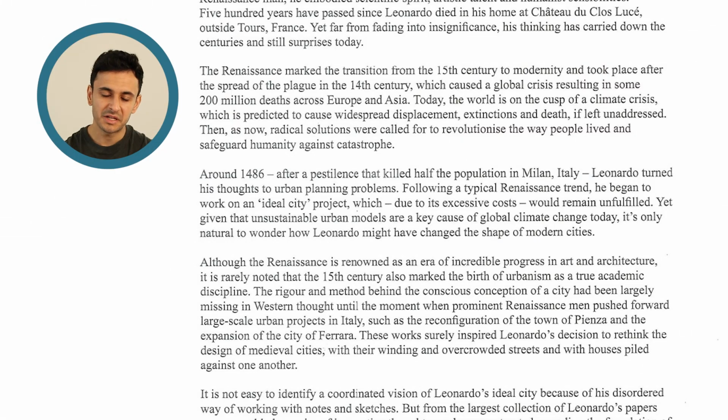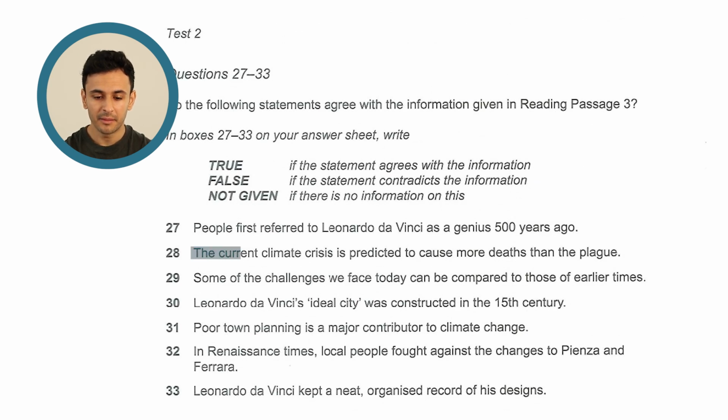So here the information in the paragraph is very different from the information in the question, which was comparing the number of deaths from these two different causes. However, it doesn't give me that information. The question says the current climate crisis is predicted to cause more deaths than the plague. Since that information is not provided in the text, I don't know how many people are dying because of climate change. We do know there is probably an estimate of the number of people that died, but it was given only for Milan. Since this information is not provided, I'm just going to say it is not given.